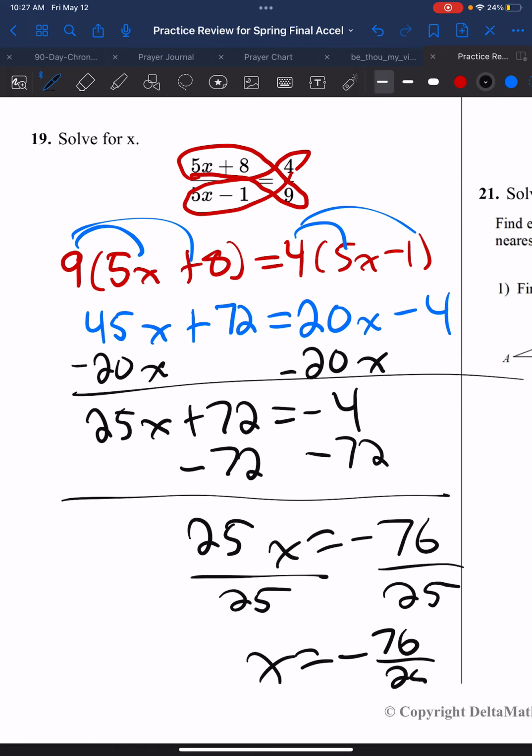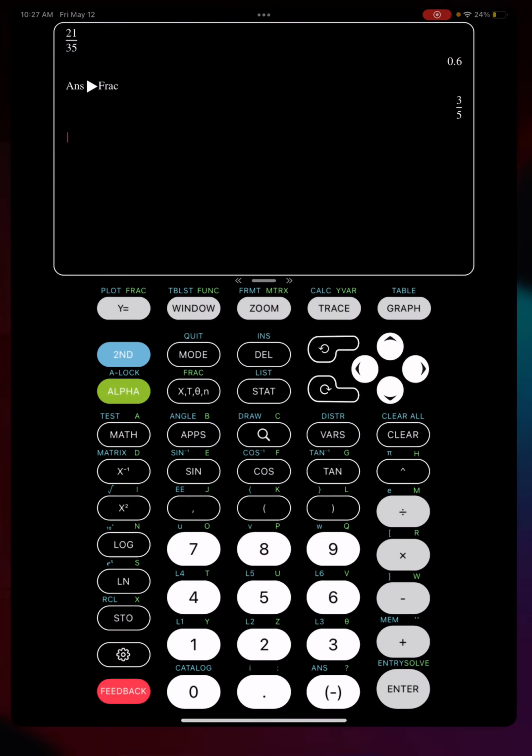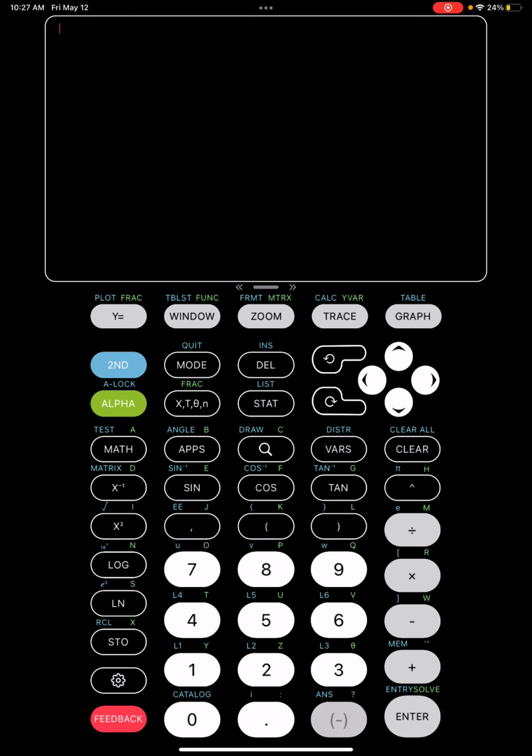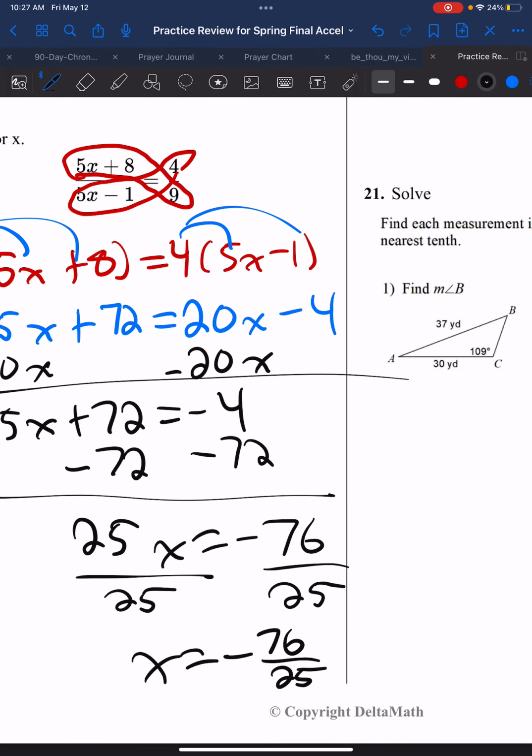And if I put this in my calculator, I've already written the answer, but let's put it in my calculator and see what happens. So -76 divided by 25, okay? That's not too bad of a decimal, but usually we want it as a fraction, so I'm going to press math, enter, and that's just going to give me -76 over 25, which is my final answer here, okay?